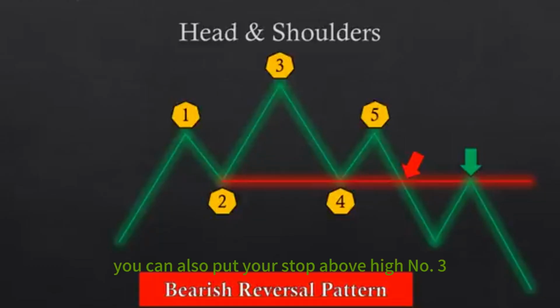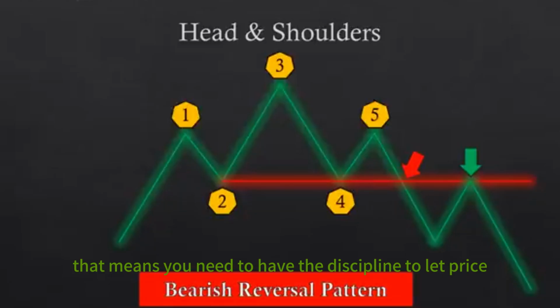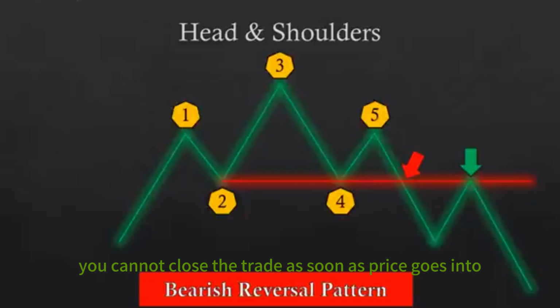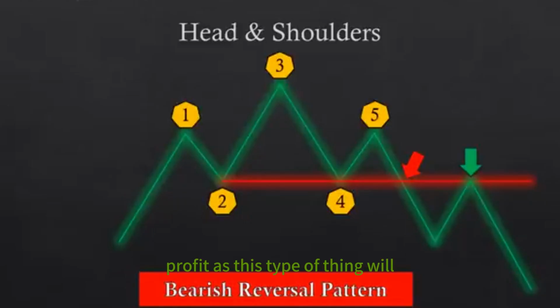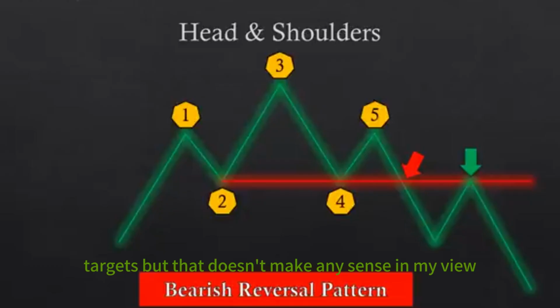You can also put your stop above high number 3. As your stop loss size increases, your take profit target will have to increase proportionally as well. And the larger your take profit, the lower the chance that it will be hit. The general rule for the take profit target is that it needs to be at least 3 times as big as your stop. And that means you need to have the discipline to let price either hit the stop or the target. You cannot close the trade as soon as price goes into profit, as this type of thing will ruin your account in the long term. Some people talk about measuring movements to create targets, but that doesn't make any sense in my view.